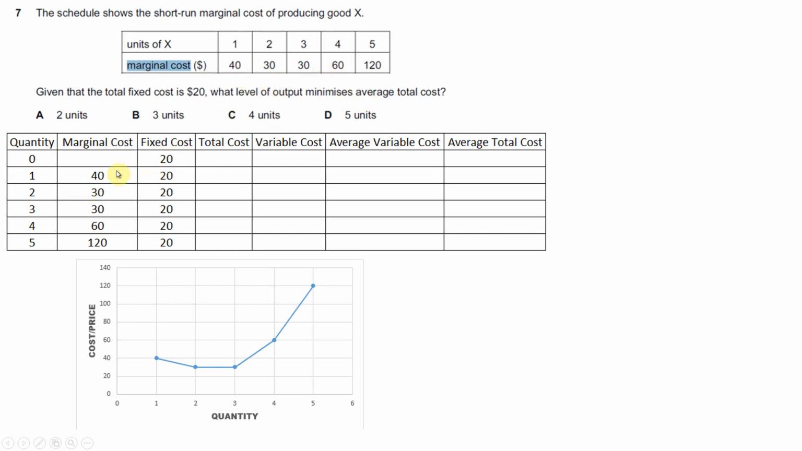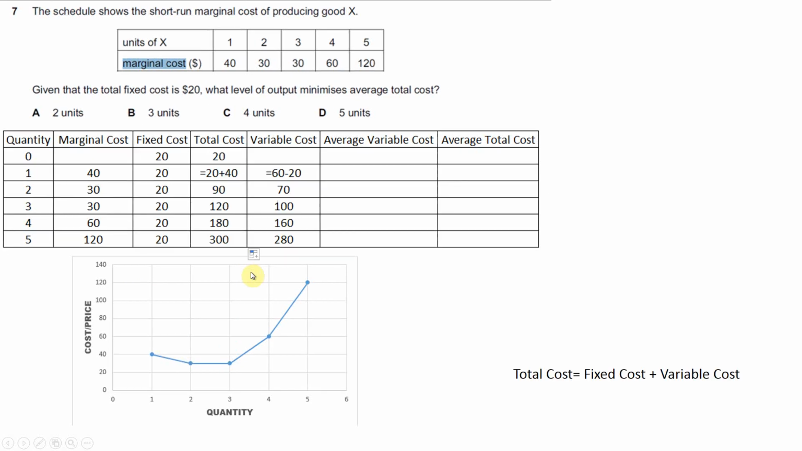So again, I copied this table, I put it here. Every quantity, the fixed cost will be 20. And this is a graph of the marginal cost curve that corresponds with this information. The next thing that we need is to calculate the total cost, which equals fixed cost plus variable cost. We have the total cost when the quantity is 0. That's 20, which is equal to fixed cost. Then we add 20 plus 40 to see the new total cost after a 1 unit increase in quantity. That's 60.